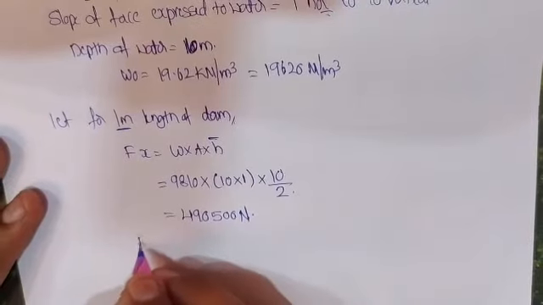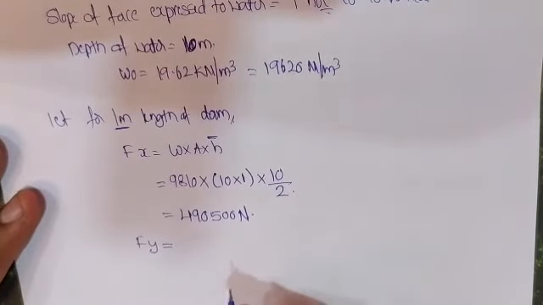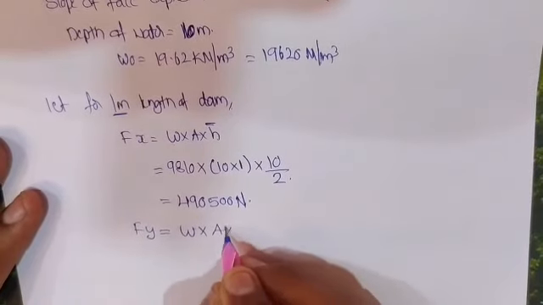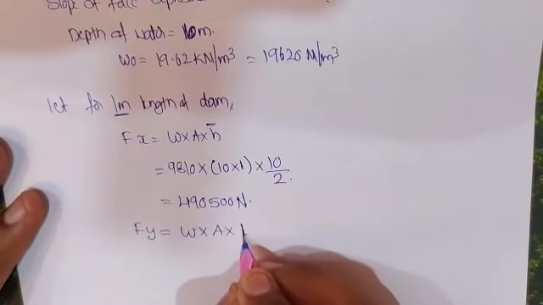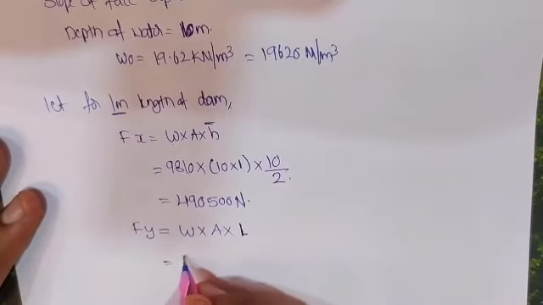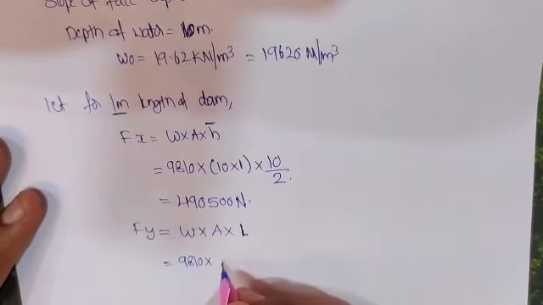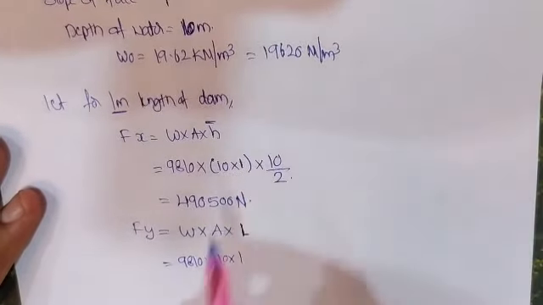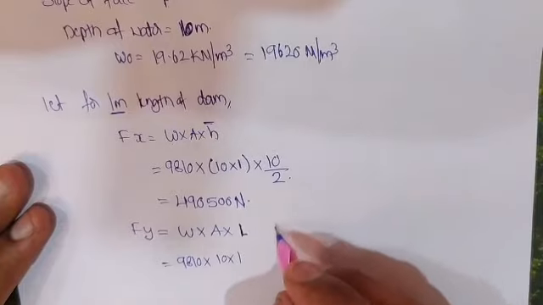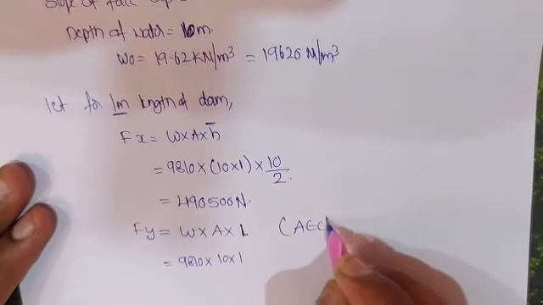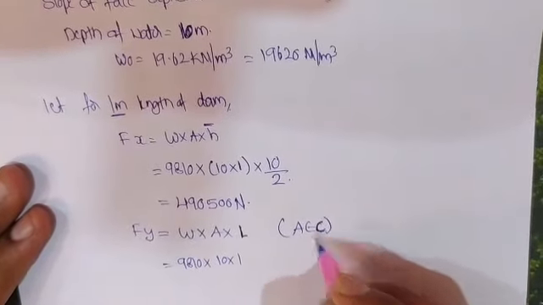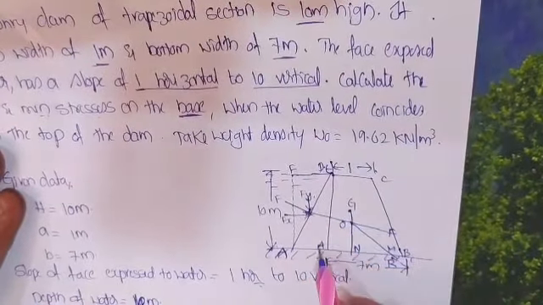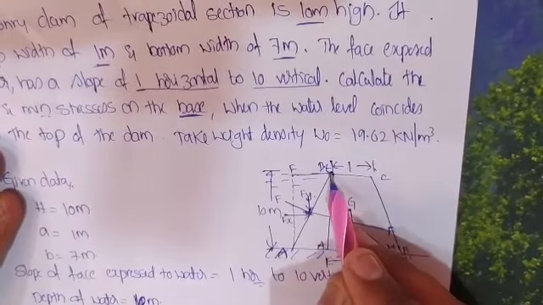Now we will find out the value of Fi. Fi is equal to W into area, A, into the length we have to consider. That is the weight density of water, 9810, and the area can be written as 10 into 1. So for the Fi portion we are going to find out, it is acting at the section of AEC. So this is the Fi, acting at the section AEC.